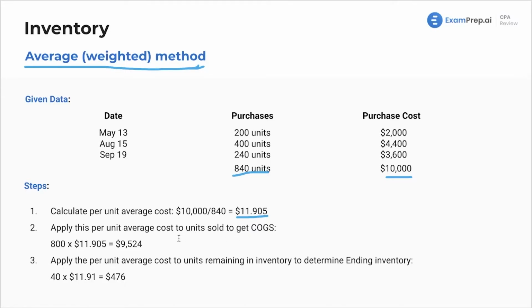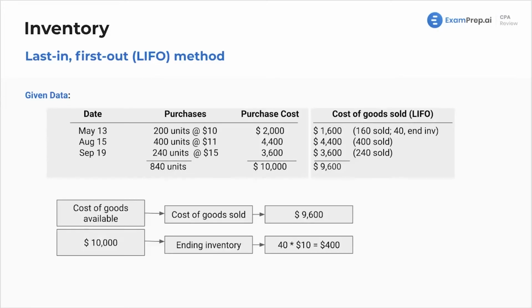Now, ending inventory, this one's as simple as, okay, what's left? 40 units is left times our rate. And this is our ending inventory for our weighted average method. Nothing crazy. You got it. All right. What about our LIFO method? Our last in, first out.